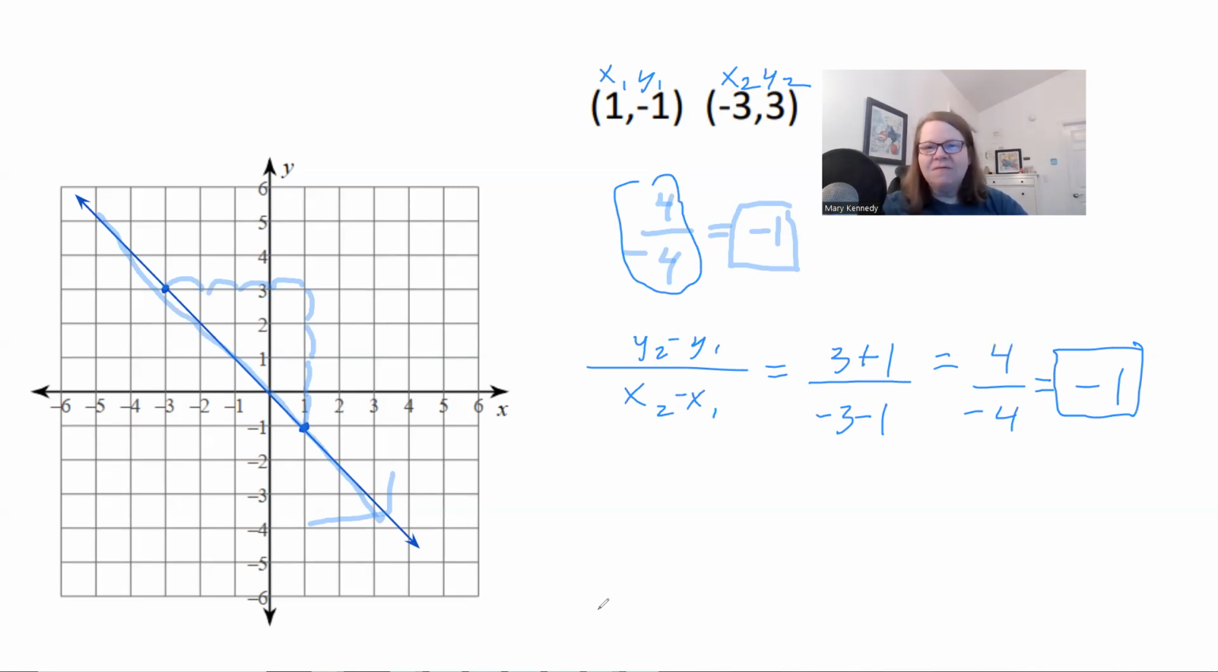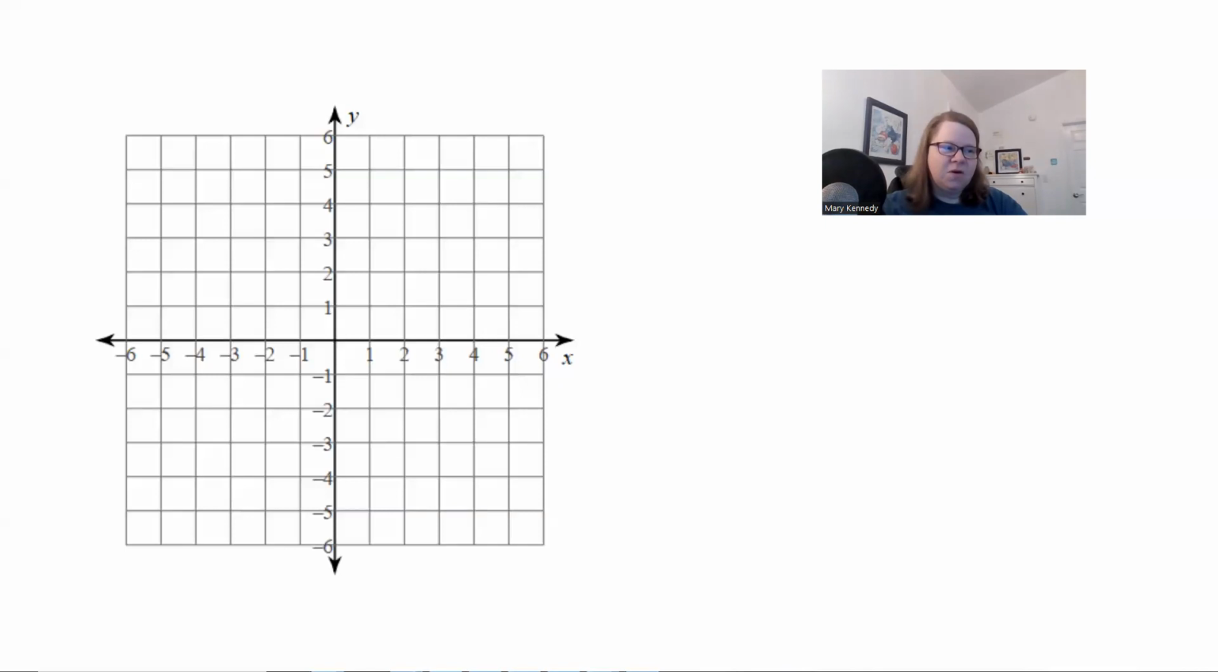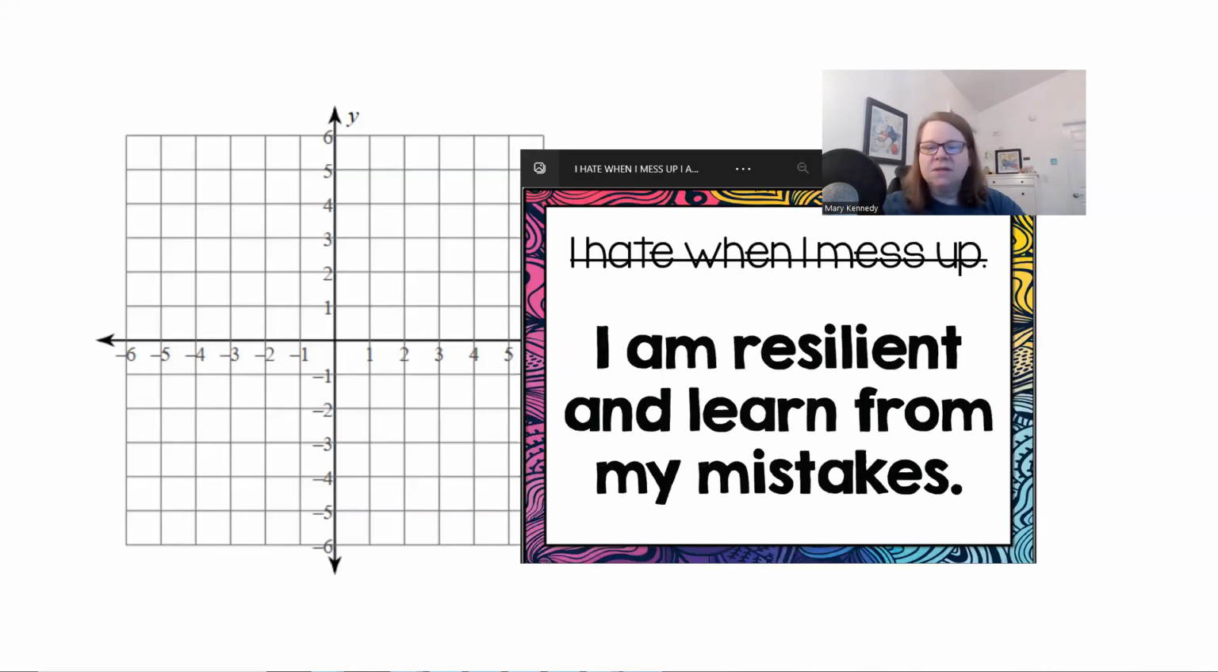I know this can be confusing and it can be frustrating, right? And so as you're doing these, I do want you to think about that it's okay if you're not getting it at first. Sometimes we feel like, I hate when I mess up. I feel that way. I have to really fight that urge to want to quit if I mess up on something. Personally, that's something that I struggle with. So I'm working to replace that mindset with I'm resilient, meaning I can keep trying even when I'm making mistakes, and I can learn from them.